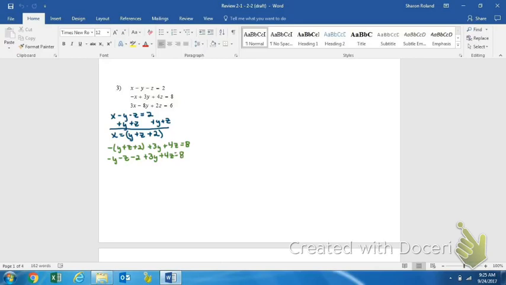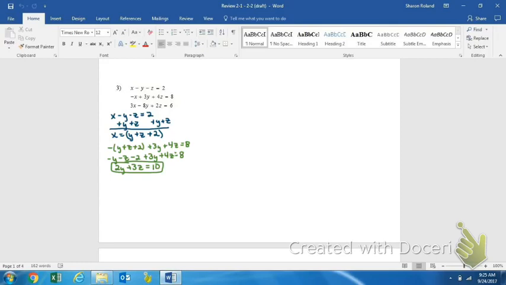So I'm going to distribute the negatives, so that's negative y minus z minus 2 plus 3y plus 4z equals 8. Combine the y's and you have 2y. Combine the z's and you have 3z. And I'm going to add the negative 2 to put it on the other side, and it equals 10. And there's your first two-variable equation.